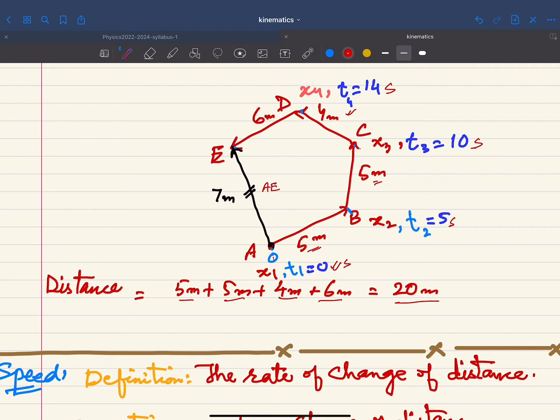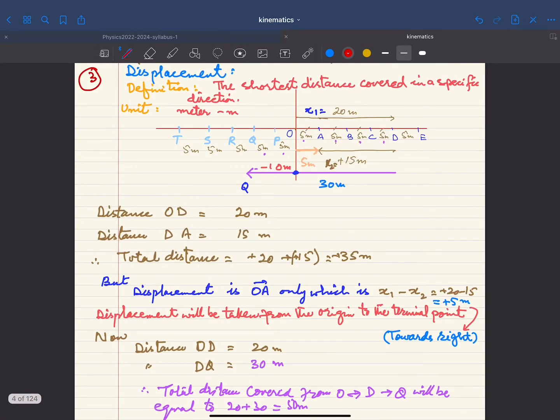So AE is the displacement, and not only the magnitude is important, but the direction is also important. When you go for displacement, it is very important to mention the shortest distance covered in a specific direction, and here we have to consider the direction as well. Again the unit is the same, but displacement is a vector quantity.